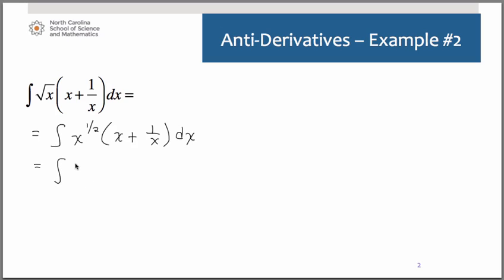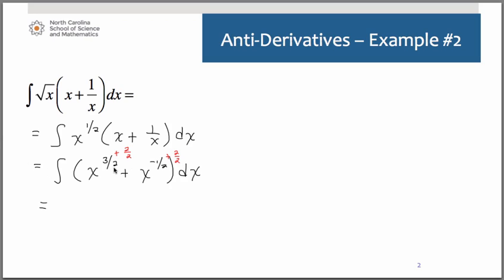So if we distribute, we get x to the 3/2 plus x to the negative 1/2, because remember, 1 over x would be x to the negative 1, dx. Remember, we're going to add 1 to our exponent, then divide by that new exponent. Some people find it helpful as they're just starting this out to actually write that out. You get very good at working with fractions in your head.